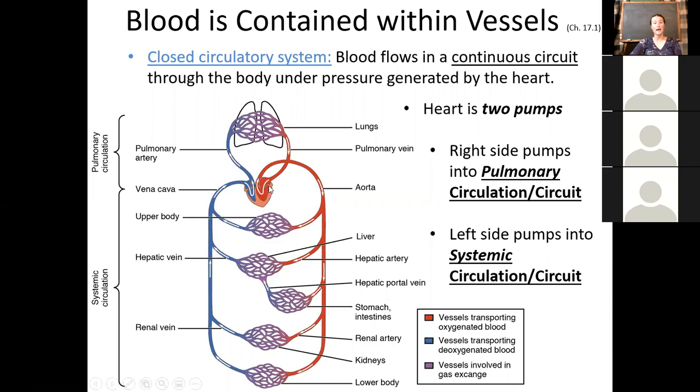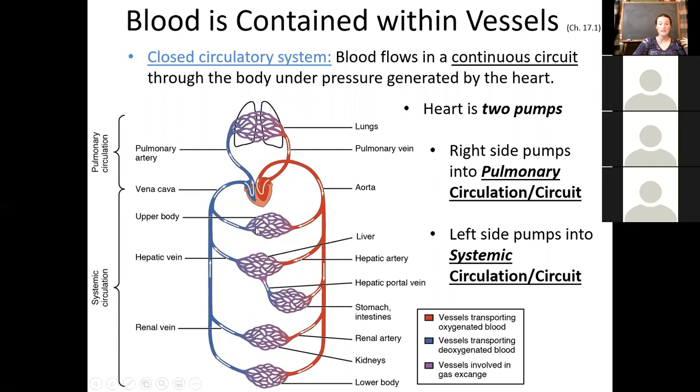And so this entire circuit right here is the pulmonary circulation. That oxygenated blood, the red blood, is then pumped back out of the heart to the rest of the body. I know this image might look a little weird, but essentially it is showing us that red oxygenated blood is going to the upper body, the arms, the head, etc. It's going to the liver, your digestive system, the kidneys, and your legs.